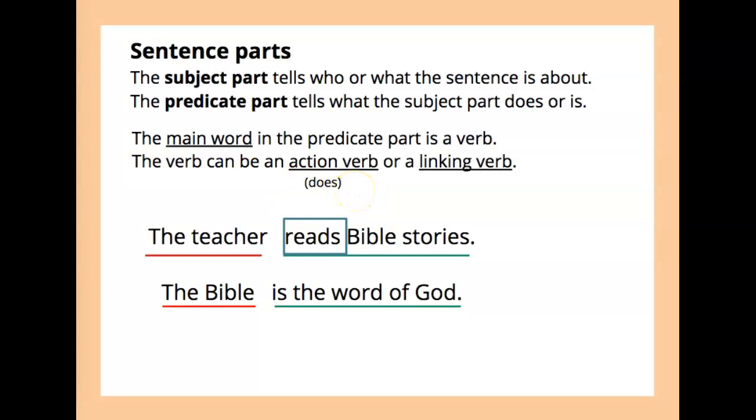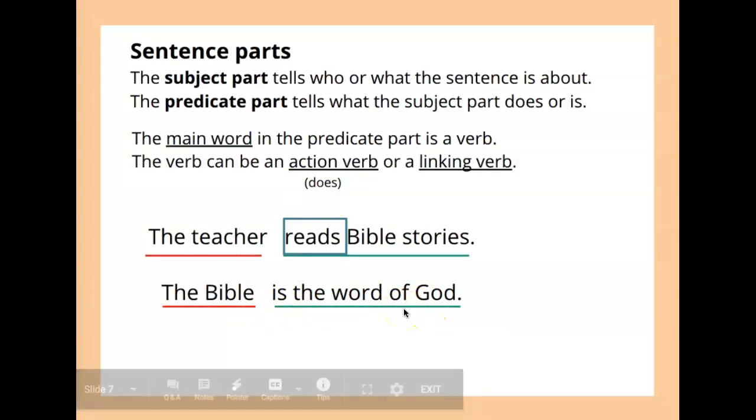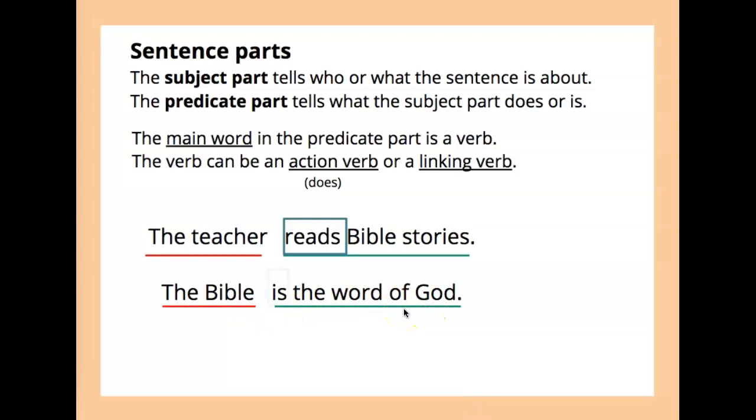Then what's the main word in the predicate part in the second sentence? The main word is the verb is. Is that an action verb or a linking verb? It is a linking verb because it's telling us what the subject is. But today we're going to focus on the subject part of the sentence.